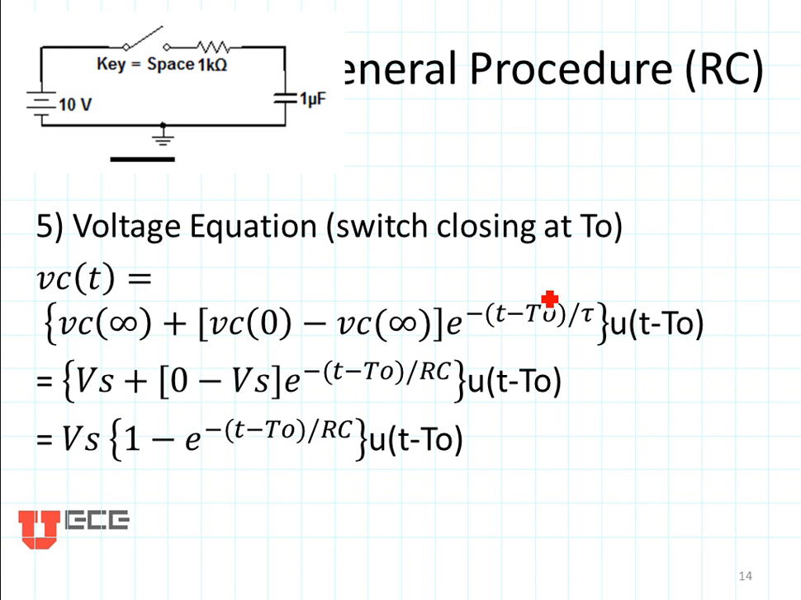Now let's consider what would happen if the switch closed at some different time. It wasn't time t equals 0, it was time t0. Everything would be the same, except that we would substitute t minus t0 for t in both cases here.